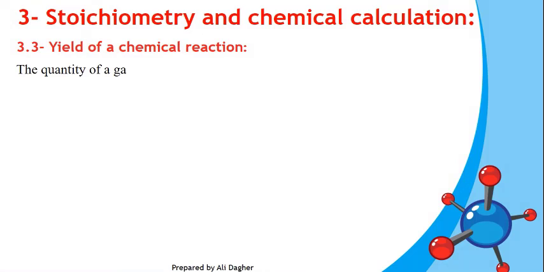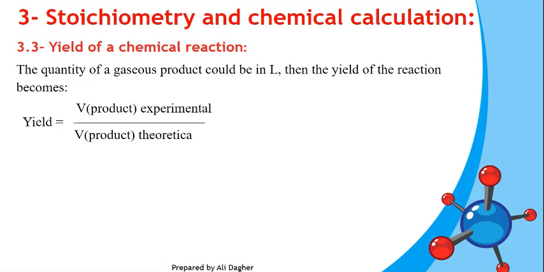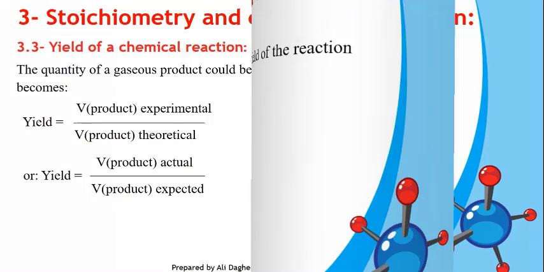If the quantity of the gaseous product is in liter, then the yield of the reaction becomes volume of product experimentally over volume of product theoretically, or volume of product actual over volume of product expected. This is the yield of the reaction.